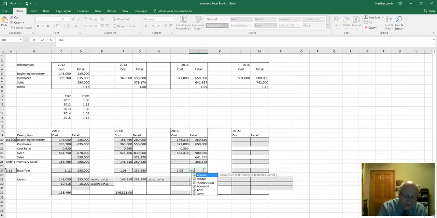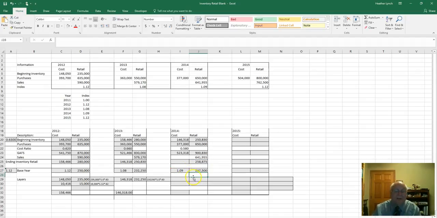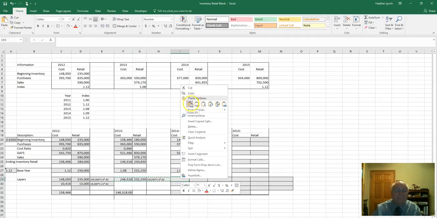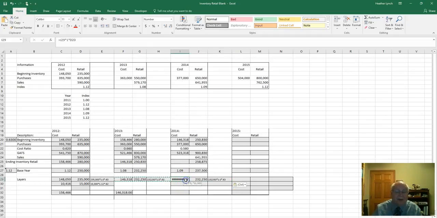So on this one, we equal the round 258 divided by 1.09, comma 0, and that gives us 237,500. Notice it went up. So because of that, we can just bring this over. We can't quite bring it over. Equal 232 times 1.0 times 0.63. Okay, 146,318. Okay, kind of bring it over.